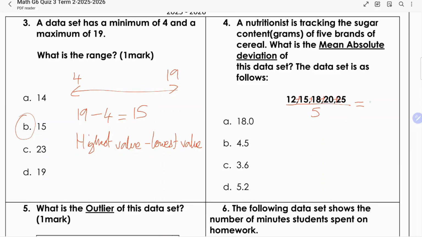So when we add it together, what do we get? Okay, so the answer is 90 over 5. Now let's do 90 over 5. Let's do it up here. So we have space. So how many 5s go into 9? 1. 5 times 1 is 5. 9 minus 5 is 4. Bring the 0 down. 5 into 40 goes 8 times. So the answer, the mean is 18.